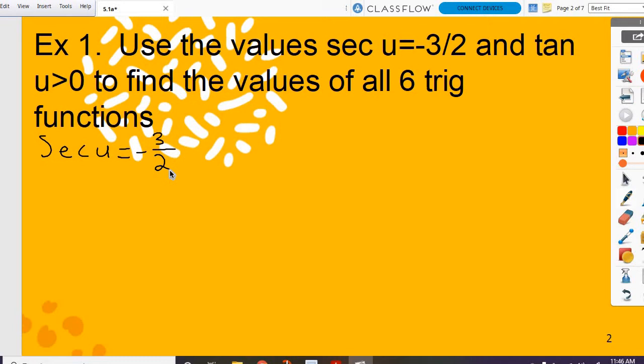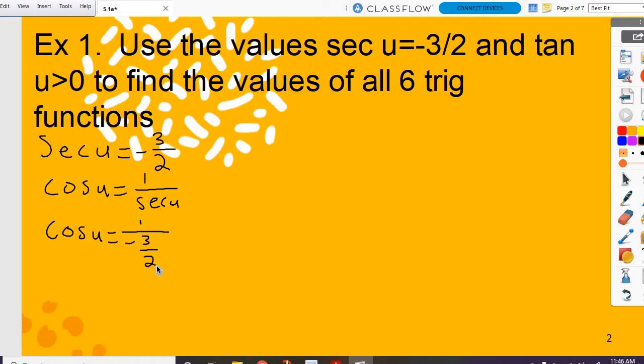Yeah, so we could use our reciprocal identity. We don't want to use the 1 over cosine because that equals secant, and I already know secant. You want to use the other one that says cosine is 1 over secant, because then that allows us to plug in what we already know and now find cosine. Does that make sense? Okay, so I'm going to plug in what they tell us that secant is.